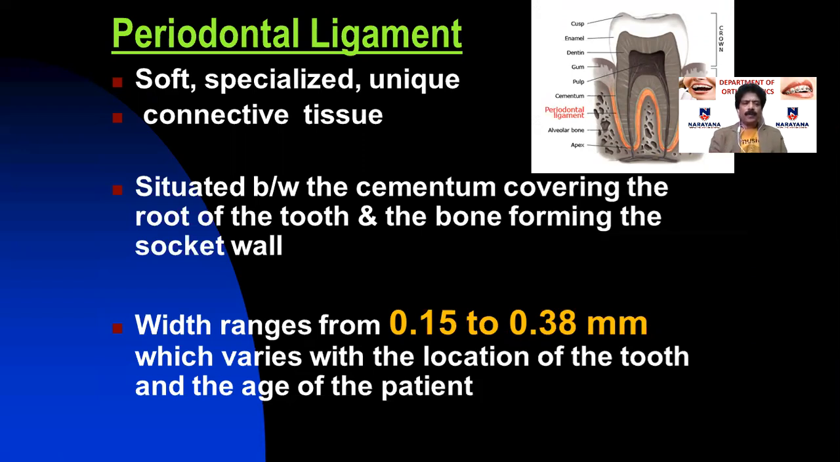The periodontal ligament, you can see there, the width of the PDL is very, very important. You should know the width properly. You need to check in the radiographs. Sometimes the width of the PDL decreases, and you will have to identify that. The width ranges from 0.15 to 0.38 millimeters, and that varies according to the location of the tooth and the age of the patient. In an aged patient, there will be narrowing.